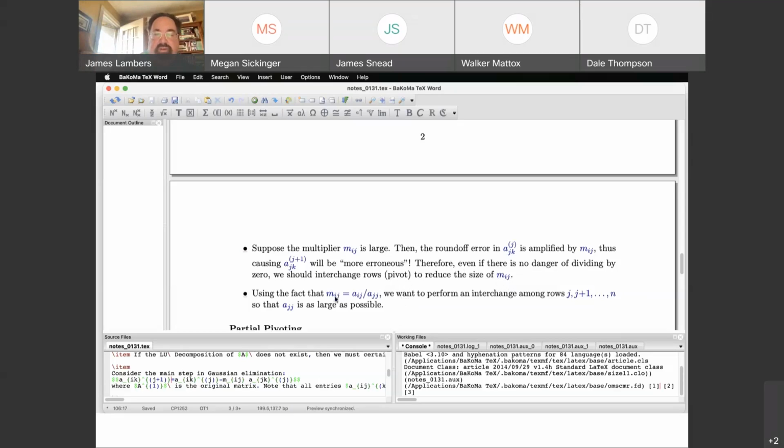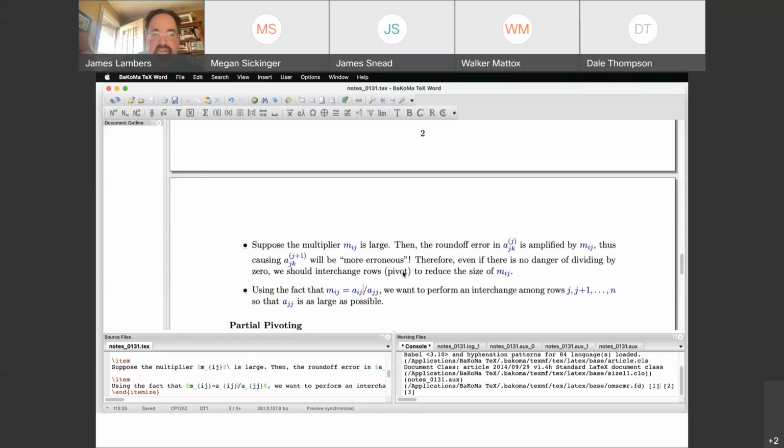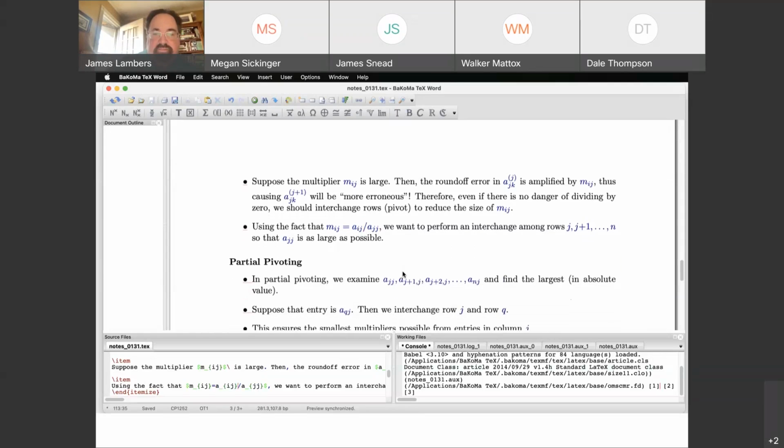So how do we do that? Well, the answer is suggested by the formula for a multiplier: the entry you're trying to eliminate divided by the diagonal entry in that same column. So if we can somehow ensure that this diagonal entry is larger than all the ones below it in that column, then we can guarantee that these multipliers are less than or equal to 1 in magnitude. That will certainly help contain that round-off error. And this leads to what is called partial pivoting.